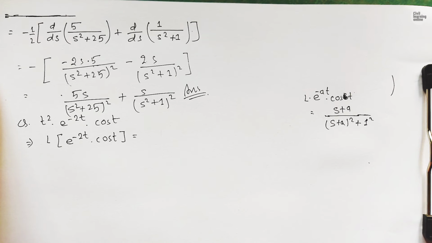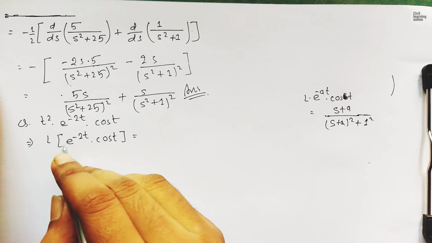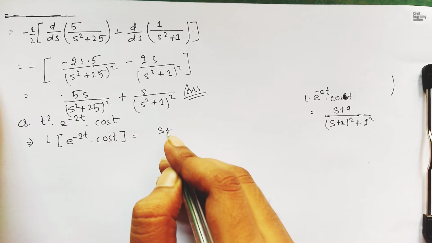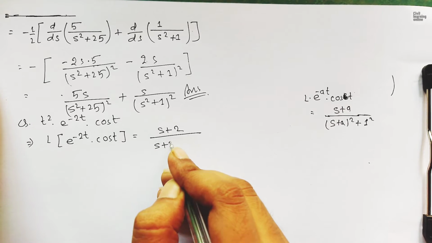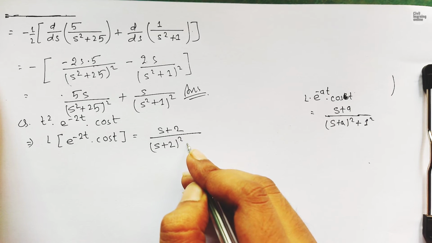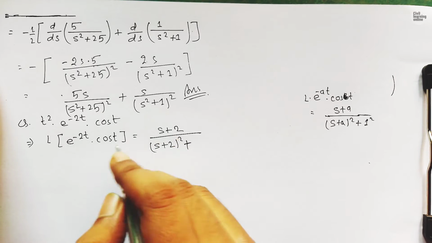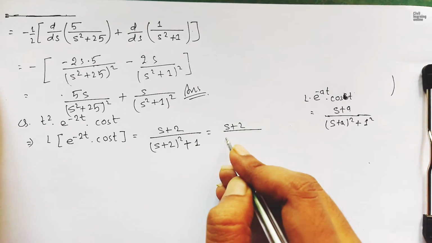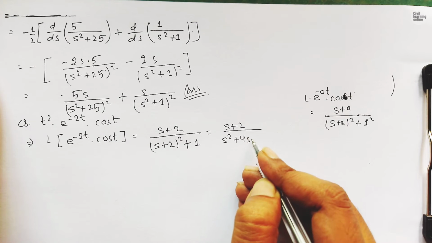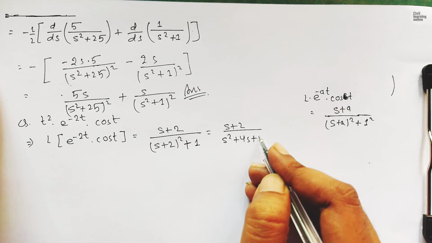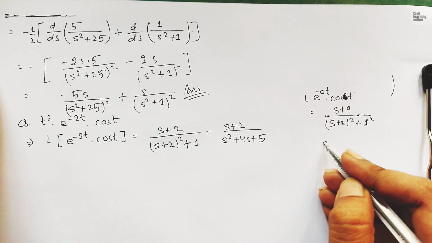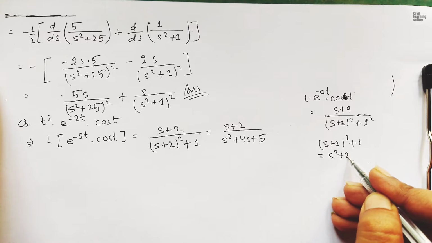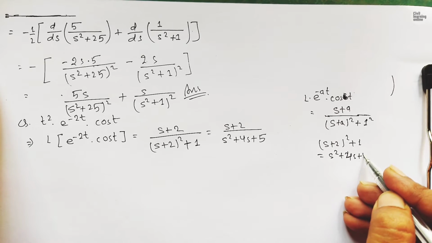Okay, so the Laplace transformation of e to the power minus 2t cos t equals s plus 2 upon (s plus 2) whole square plus 1 square, and here it is not hyperbolic, so it is plus. So we will have s plus 2 upon s square plus 4s plus 4 plus 1, which is 5. This gets converted as (s plus 2) whole square plus 1, which is s square plus 4s plus 4 plus 1.